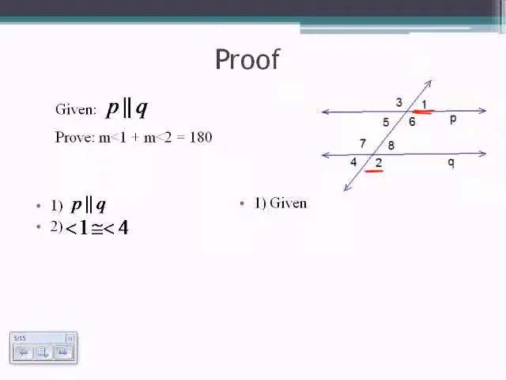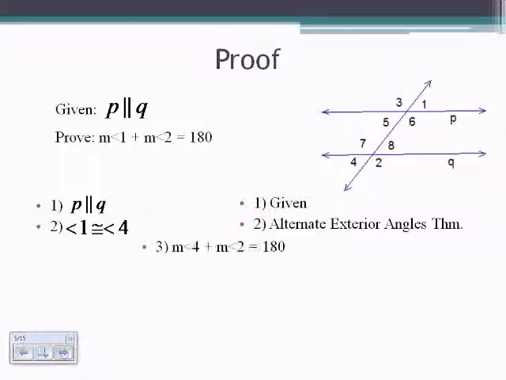Let's take a look here. Angle 1 and angle 4. Okay, knowing that P and Q are parallel to one another, and 1 and 4 are alternate exterior angles, we can say then by the alternate exterior angle theorem that those two angles are congruent. Okay, it's nice that we have those two angles congruent.